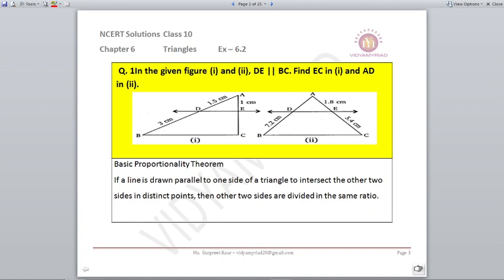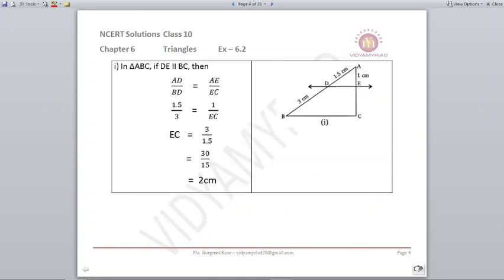Question number 1. In the given figures 1 and 2, DE is parallel to BC. Find EC in the first and AD in the second. We will be using the basic proportionality theorem in both cases, because the line is given parallel to us. So we know that the sides will be proportional to one another. If we look at the first figure, AD upon BD will be equal to AE upon EC. We are given the values: 1.5 upon 3 is equal to 1 upon EC. Cross multiply to find EC, which comes out to be 2 centimeters.